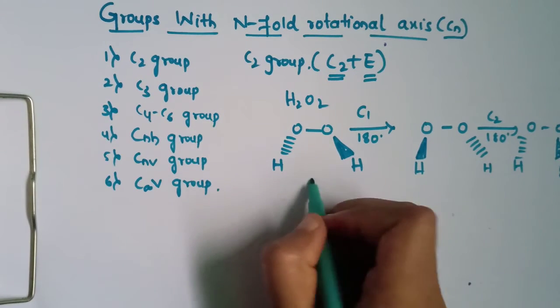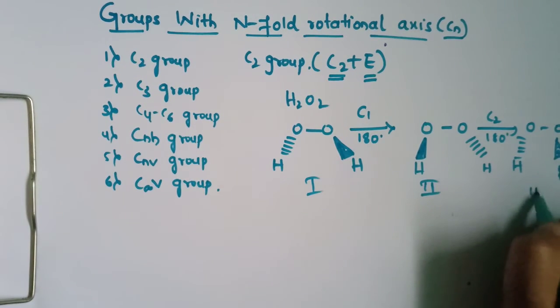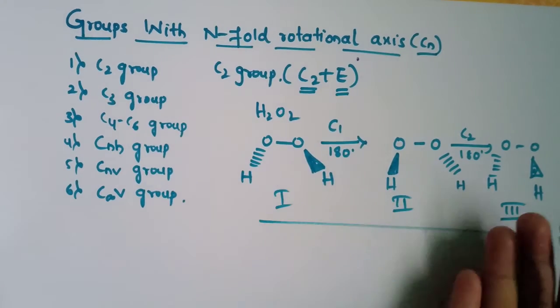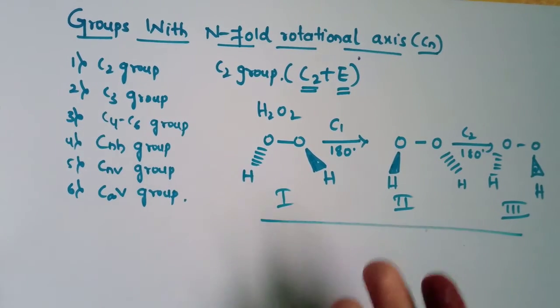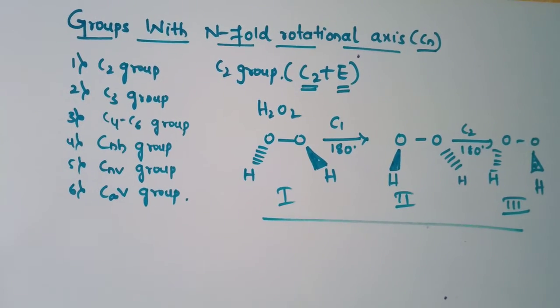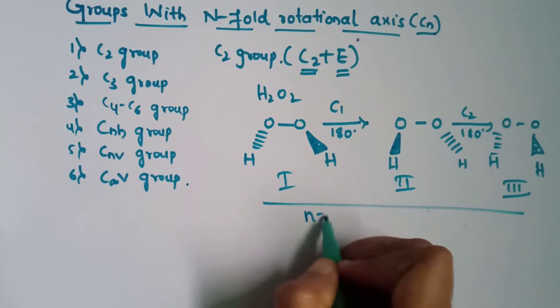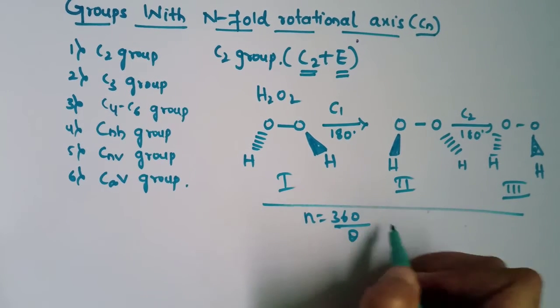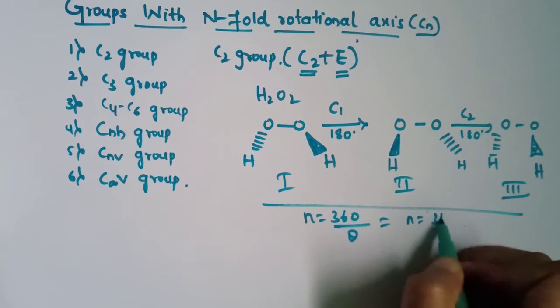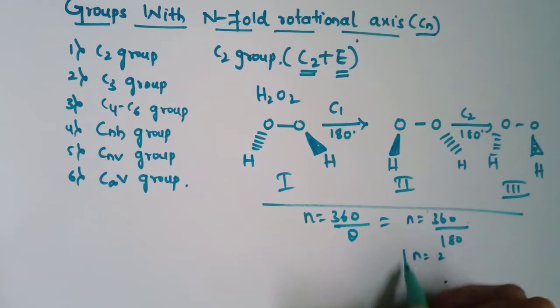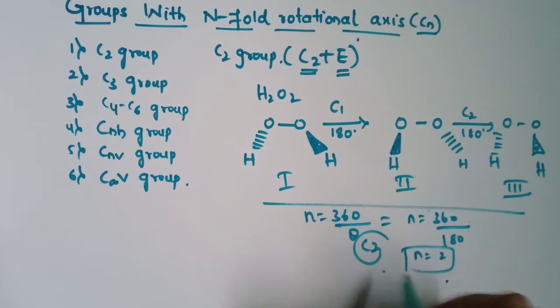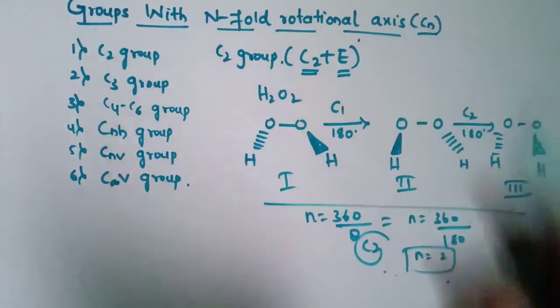See, it is first one, second one, third one. The first and the third one are similar to each other. So by doing two operations, a twofold axis of symmetry is present. Let's apply this formula. N is equal to 360 degrees by theta, that is N is equal to 360 by 180, N is equal to 2. We will get a C2 axis of symmetry in this H2O2, plus identity.